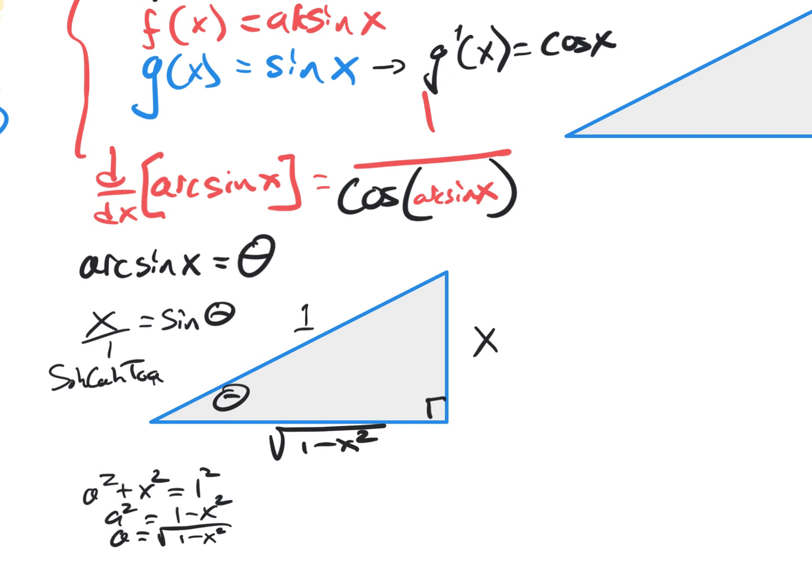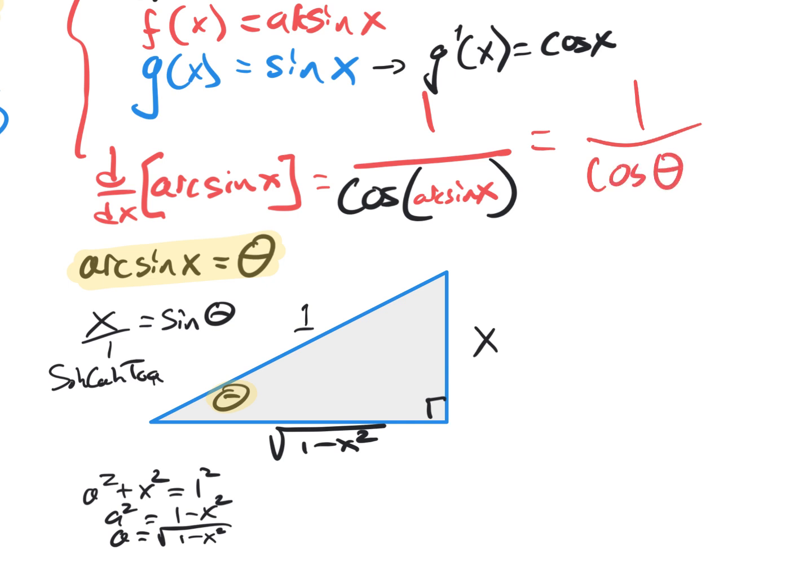Now let's go back to our expression. We are looking for the derivative of arc sine. This is 1 over the cosine of the arc sine. Arc sine, we kind of defined as some mystery angle theta, and then we drew the picture with this theta. So let's rewrite this as 1 over cosine of theta.